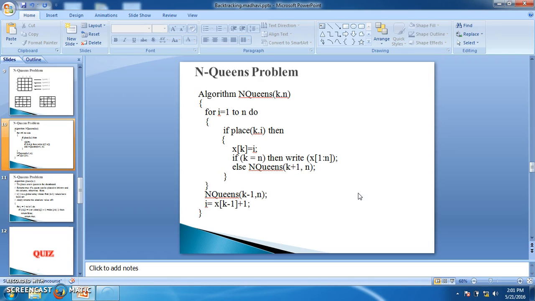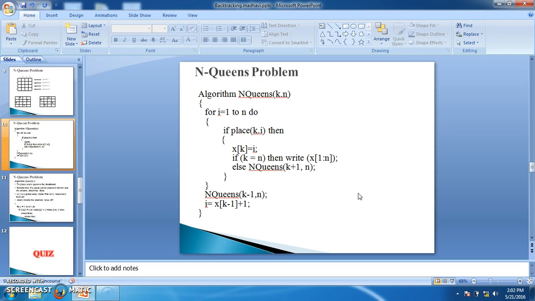Let us see how to design an algorithm for the n-queens problem. But in this video session, because it is an out of class activity, we are not going to discuss the algorithm in detail, exactly how each and every step in this algorithm leads to the solution. So just go through the algorithm for this n-queens problem here.